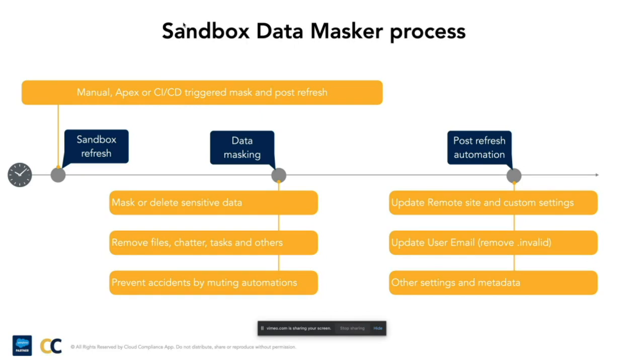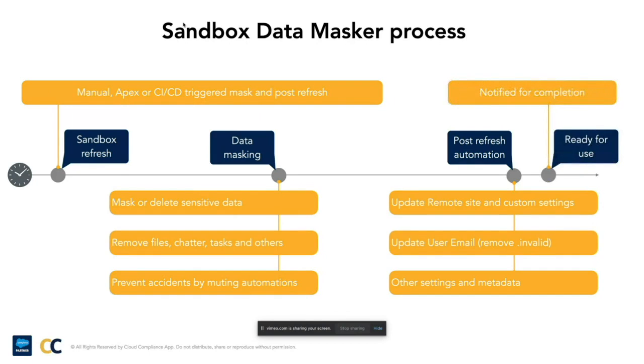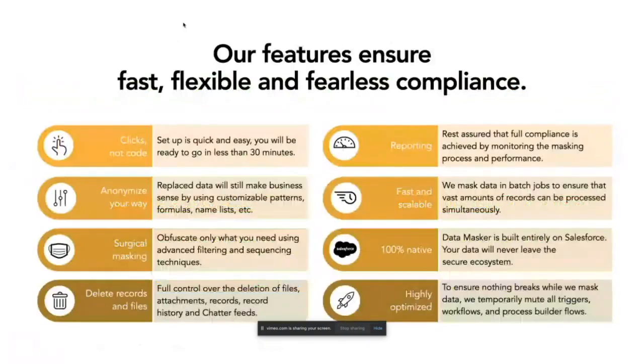You can do that for user emails and remove the .invalid for specific users that you want to give access without doing it manually. And you can also update other settings such as custom labels and metadata. This is very exciting. We are adding more in this space. And finally, it's ready for use and you're notified for completion. So just one more slide and then we can jump into the demo.